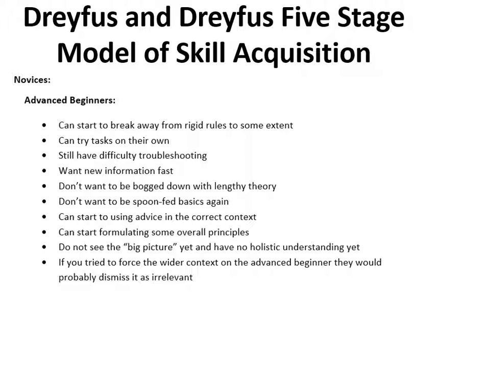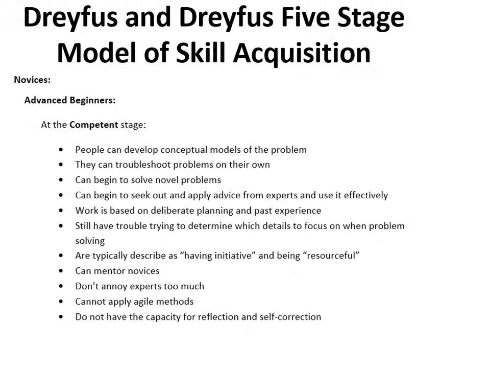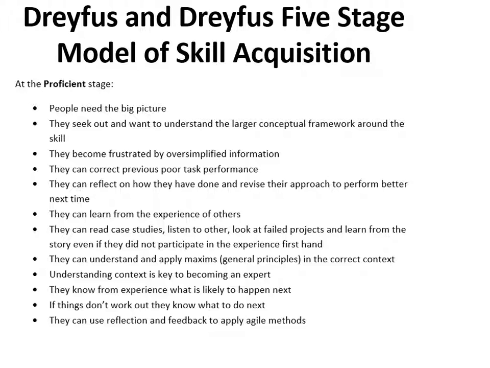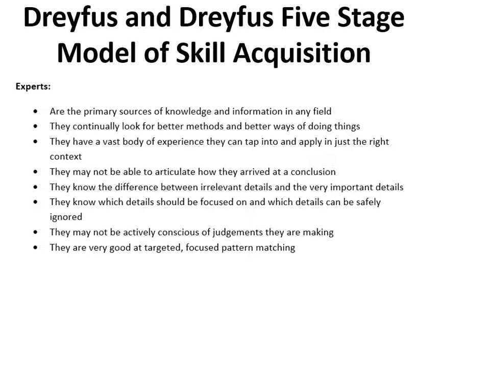Then there's more detail for advanced beginners: being able to start to break away from some of the rigid rules, to try tasks on your own, but still having trouble with troubleshooting. At the competence stage, there are a whole host of other descriptors that they reflected on, and again this was useful for them to think about how they were developing. There was also the proficient stage and the expert stage. They didn't necessarily feel that they were getting to these stages, but it was useful for them to look at these and reflect on how they might develop in the future.